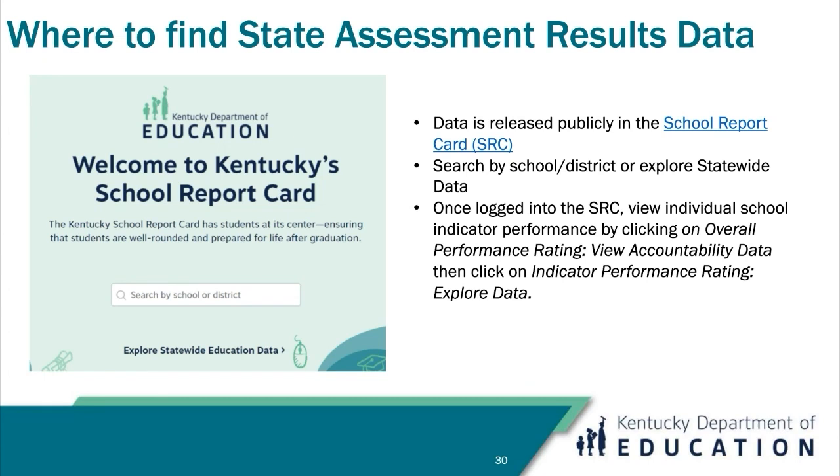Numeric score and color ratings will be reported publicly on the school report card, and that link can be accessed here in this presentation. Within the school report card platform, you'll have the ability to review specific school or district data, or you can get a big picture view by checking out the statewide data. Once you're in the system, you can view individual school indicator performance by clicking on Overall Performance Rating, View Accountability Data, then on Indicator Performance Rating, Explore Data. And this is where the reading and mathematics and the science, social studies, and combined writing indicators are, along with all the other indicators.